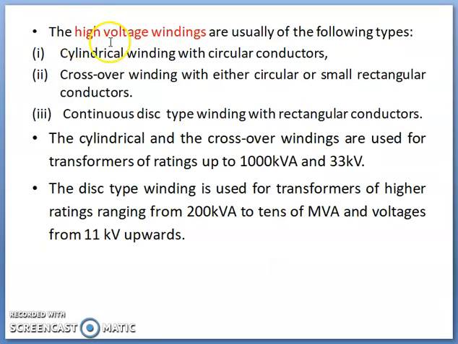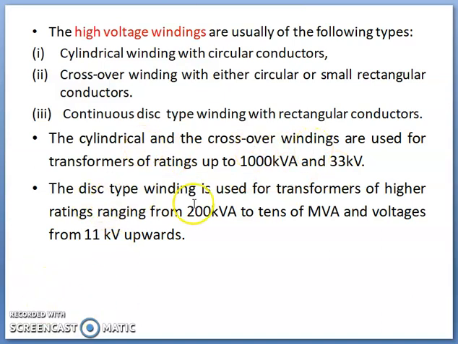Okay, then in case of high voltage windings, usually there are three types. One is cylindrical winding with circular conductors, then crossover winding with either circular or small rectangular conductors, then continuous disk type winding with rectangular conductors. Three types of windings are available. The designer can choose any type depending upon the construction features or electrical characteristics to be obtained. Cylindrical and crossover windings are used for transformers of rating up to 1000 kVA. For a 1 MVA rated transformer of 33 kV, either cylindrical or crossover windings can be used.